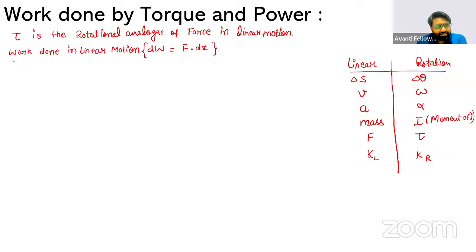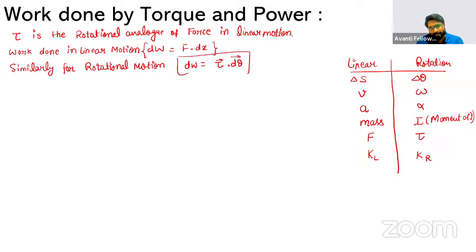So can we say that similarly for rotational motion, the work done dW is given by force replaced by tau and dx replaced by d theta? Can we say that dW is equal to tau into d theta? You have to remember this. So work done in rotational motion is dW equals tau into d theta.